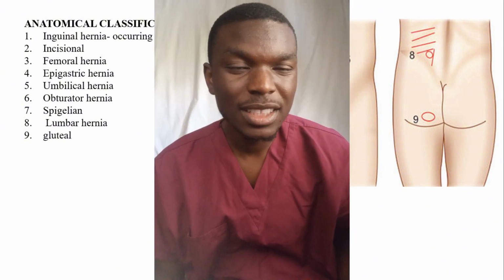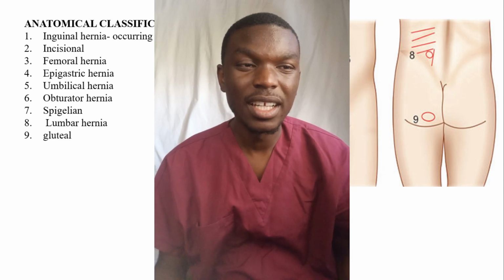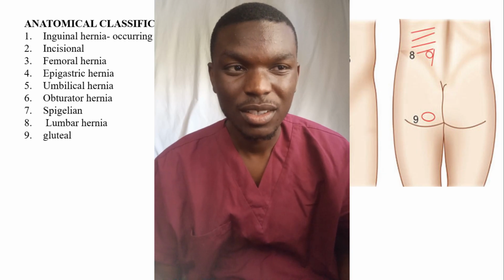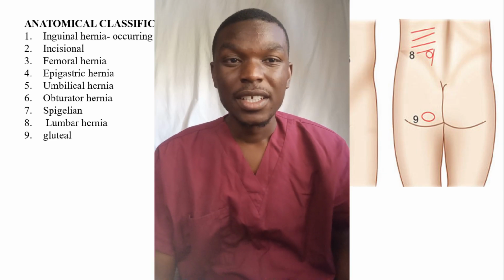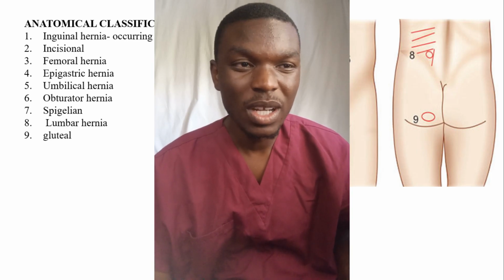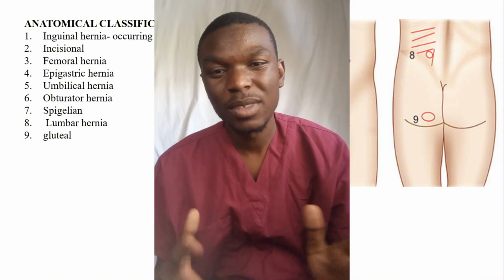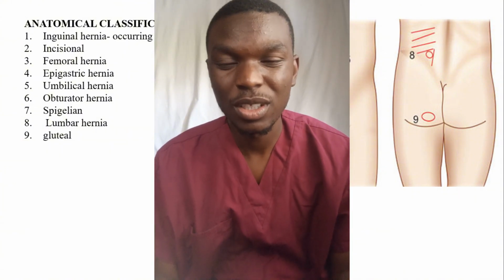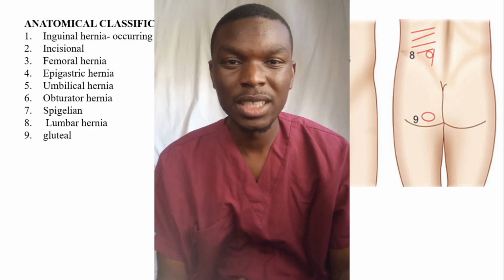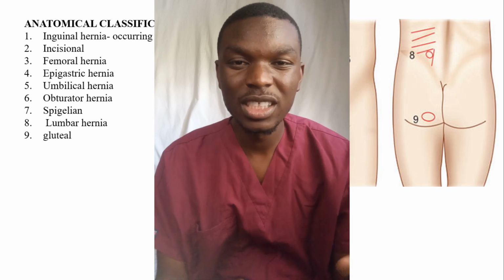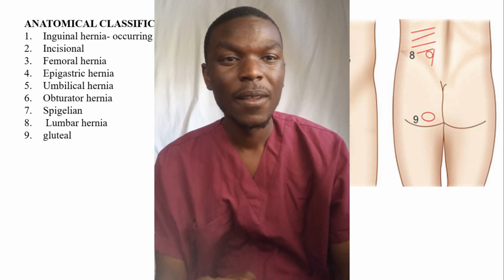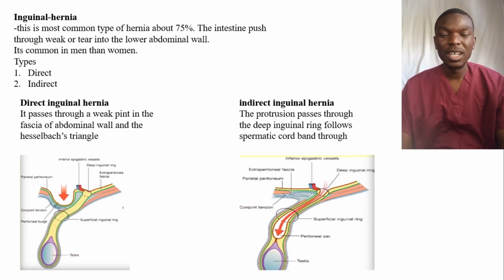Okay, let's look at some of these hernias. Yeah, classified by the location on the body. So this anatomical classification, let's pick a few and have a look at them and see some pictures so that you can be able to identify them on the ward. Let's say a patient with inguinal hernia, how does it look? So we start with an inguinal hernia.